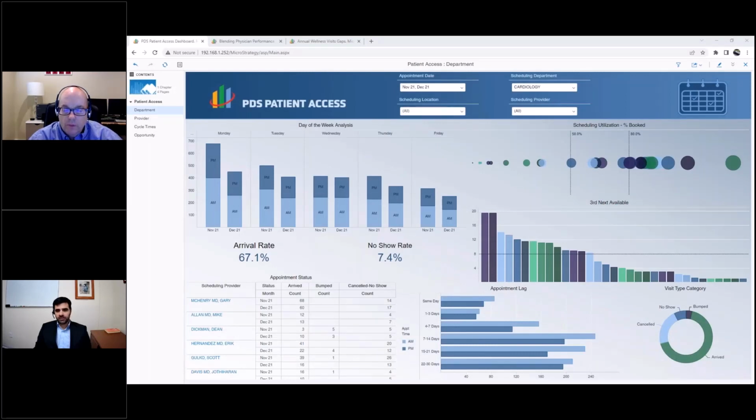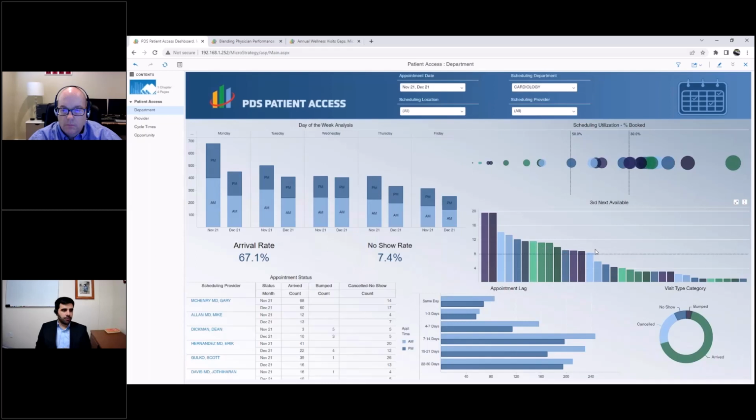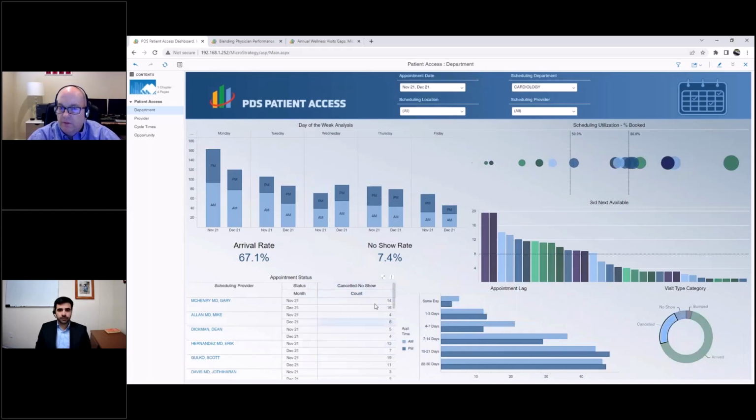So, we can see things in this example like our scheduling utilization, by looking at our booked versus available appointments. We can see our third next available appointments as well. Yep, and in the bottom left there, we can see appointment statuses by the scheduling provider. So we can see they're arrived, bumped, and canceled and no-show appointments as well. Yeah, and this gives us even greater insight.